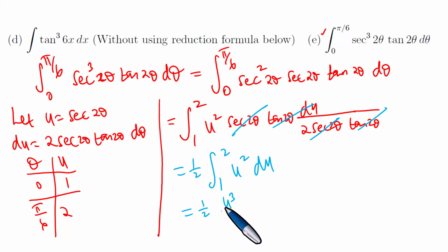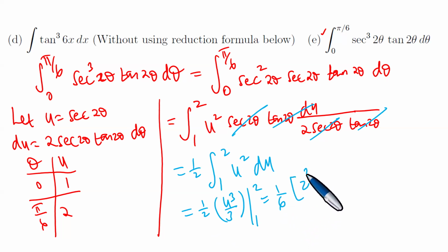So this is one third u cubed, so it's 2 cubed minus 1 cubed over 3, which is 8 minus 1, which is 7 over 3, divided by 2, giving 7 over 6. This is the correct answer to the question. So by and large, that would be one way to do that question.